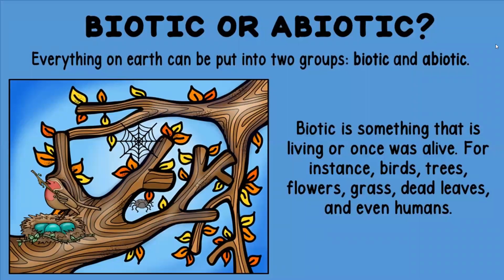All right, so we're moving on with the next part of our slideshow for understanding ecosystems, and we're going to be talking about biotic or abiotic. Everything on Earth can be put into two groups, biotic or abiotic. And biotic is something that is living or was once alive.